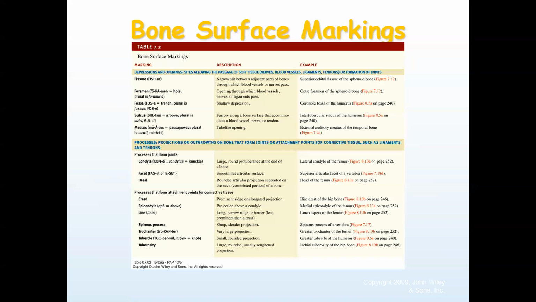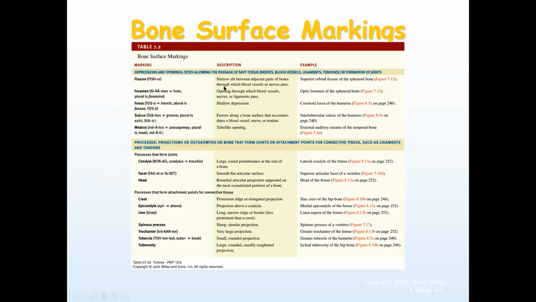So here's what we're going to do. This table here will contain all information about bone markings that I would possibly test you on, all right? For example, it mentions what a fissure is, right? So the first part of the table shows depressions and openings, the major ones. So it mentions fissures. I'm sure you heard of fissures when you're talking about rocks. You have a fissure between the rocks, just basically like a narrow opening that runs all the way down, right?